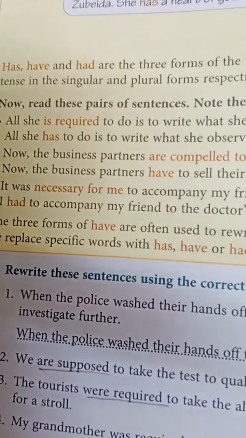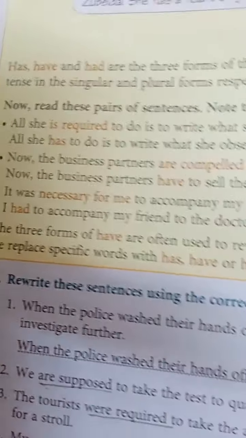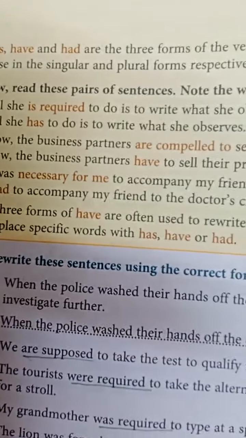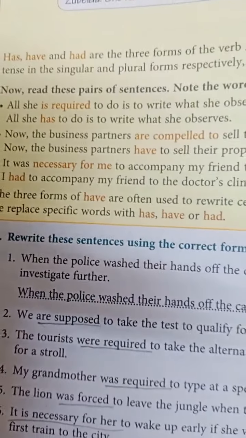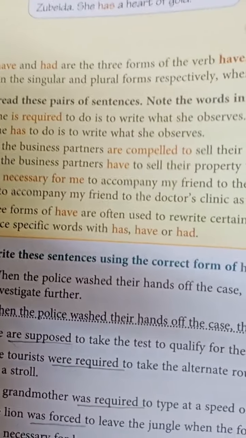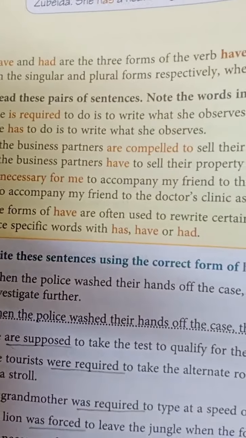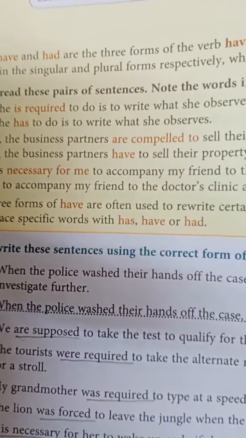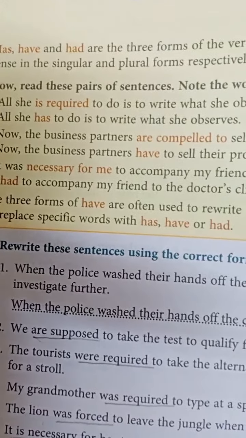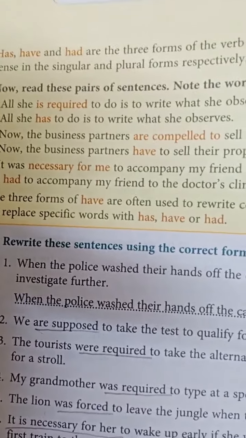Now you see these pairs of sentences, girls. You have to join them using either has, have or had. All she is required to do is to write what she observes. Is required you have to replace by she has to do, because one person has. All she has to do is to write what she observes.